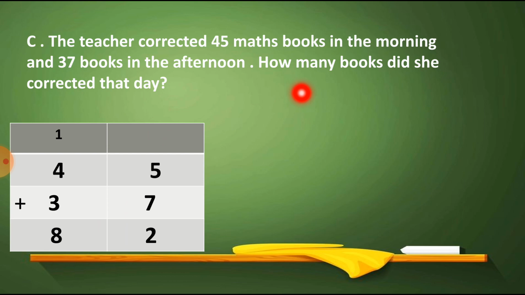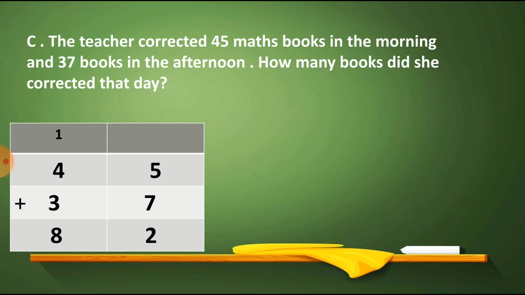So let's read ahead. How many books did she correct that day? So here is the question, how many books did she correct that day? It means total. On this day, how many total books did she correct? So students, here is the information. We find the number 45 here, and 37 books she checked in the afternoon. So we have to add these numbers to get the answer.